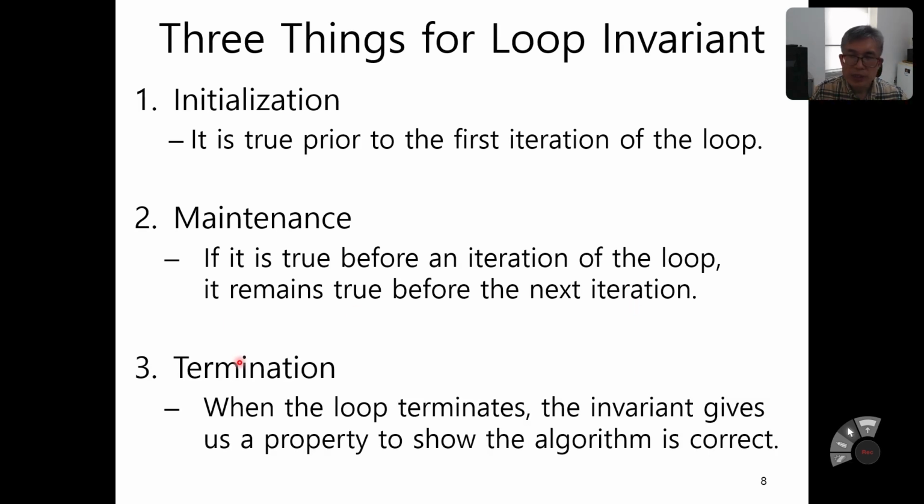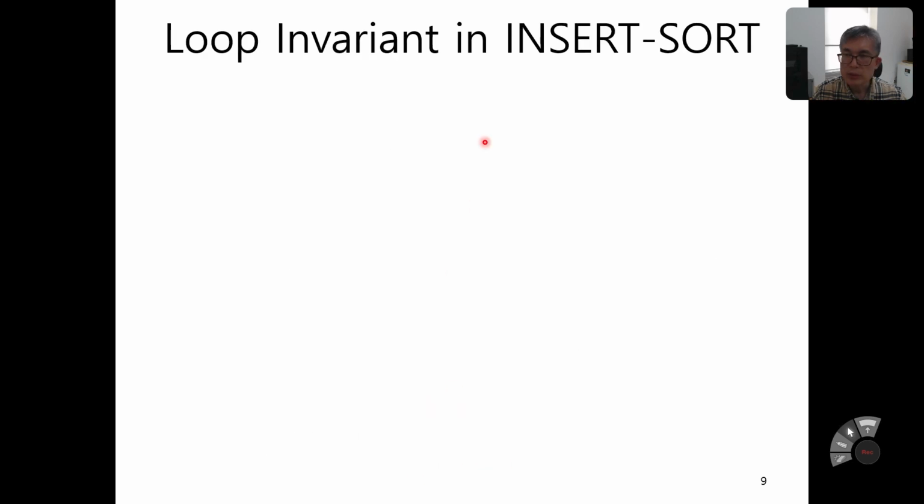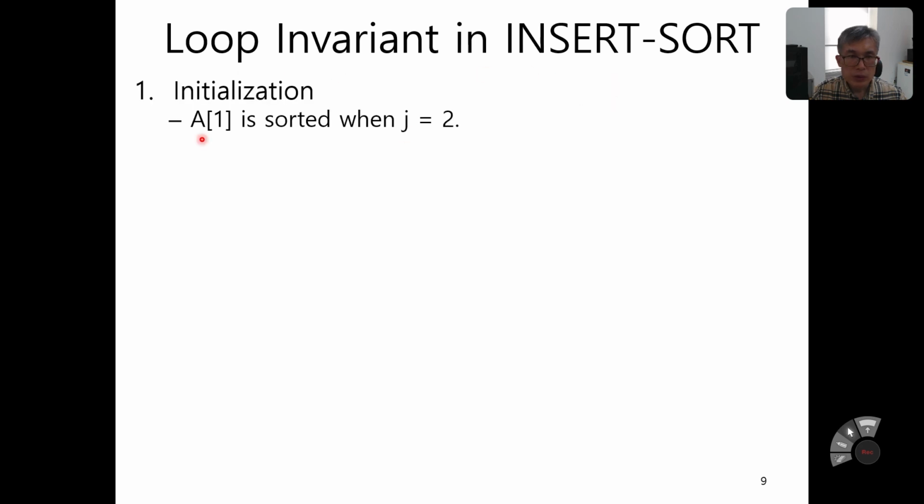And the termination case, step 3: when the loop terminates, the invariant gives us a property to show the algorithm is correct. We are done, and the whole input range is in non-decreasing order. So in that case, our goal is done, and the algorithm is proved to be correct.